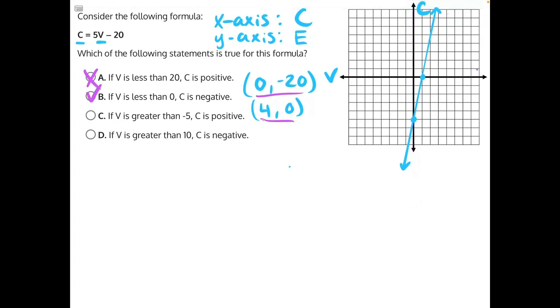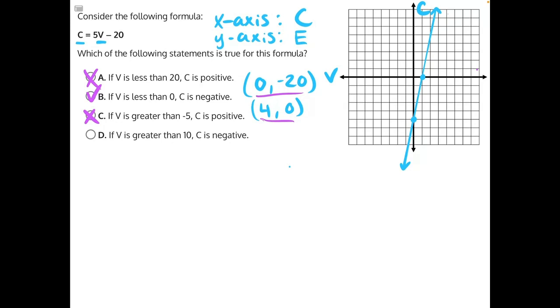Now, for the sake of the video, I'll go ahead and show you why C and D are incorrect. C says if v is greater than negative 5, so that would be just a little bit past negative 4 right here. Then C is positive, so greater than to the right-hand side. So everything immediately, all of these values are negative until we pass over that x-axis, and then they become positive. So C is incorrect.